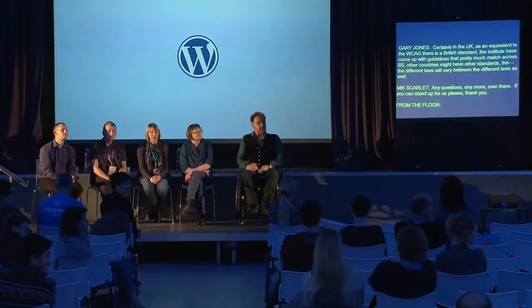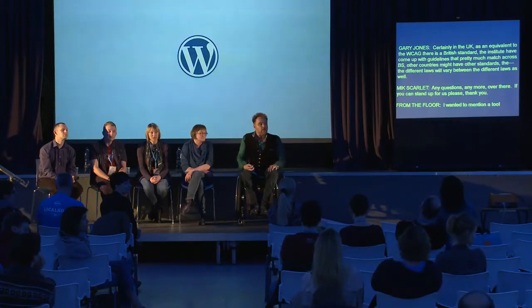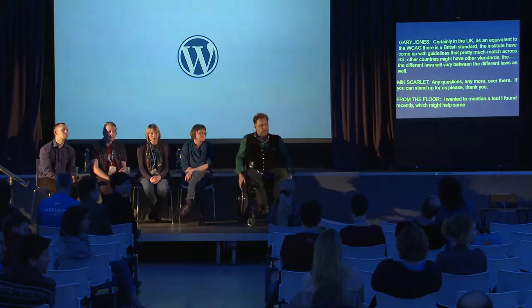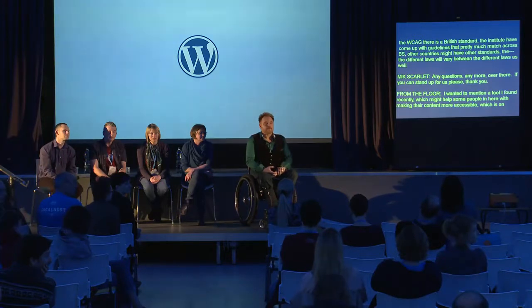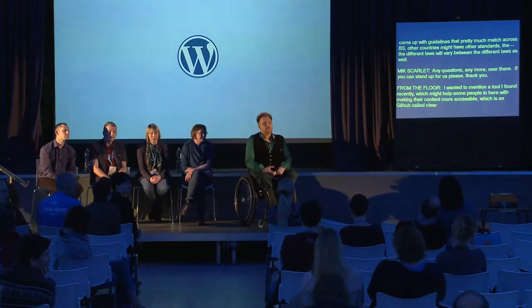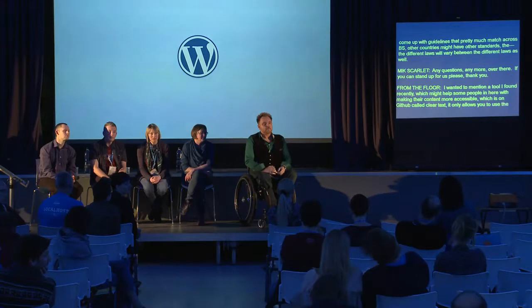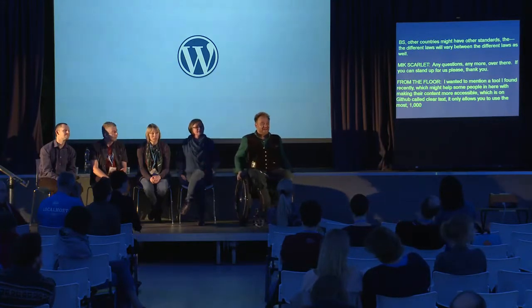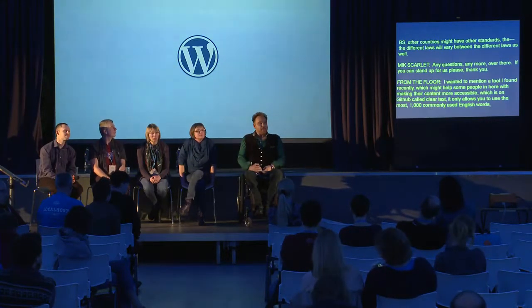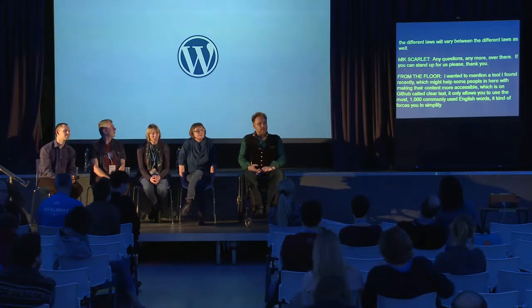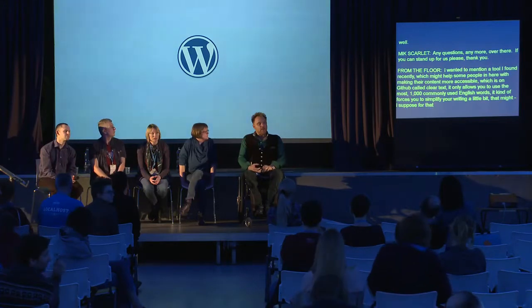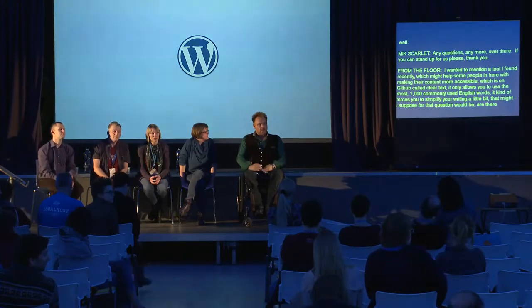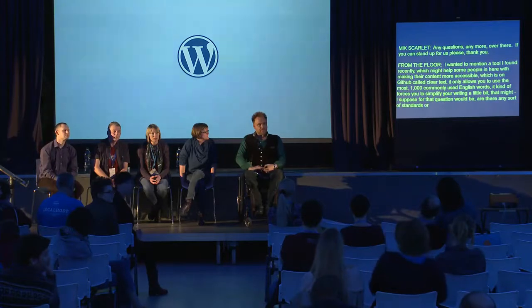I wanted to mention a tool that I found recently, which might help some people in here with making their content more accessible, which is on GitHub, and it's called Clear Text. It only allows you to use the 1,000 most commonly used English words. So it forces you to simplify your writing a little bit. So that might help someone in here. But to follow on from that, a question would be, are there any standards or principles that you should follow for making your content more accessible?